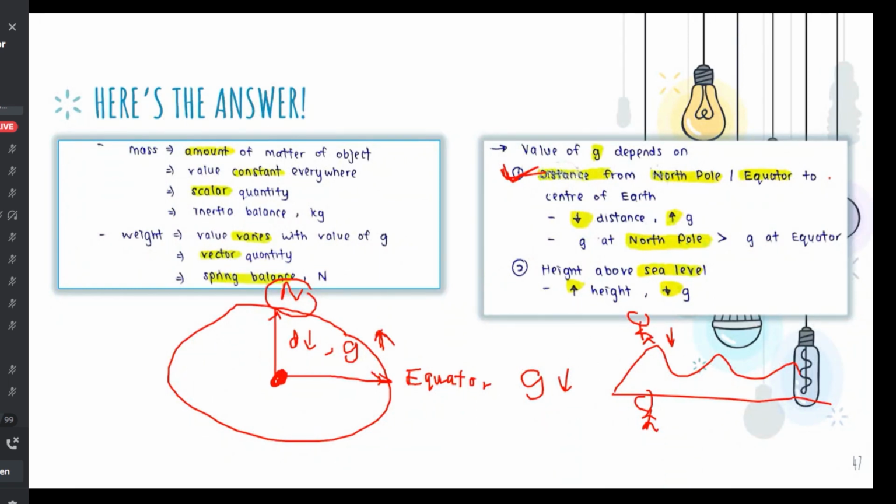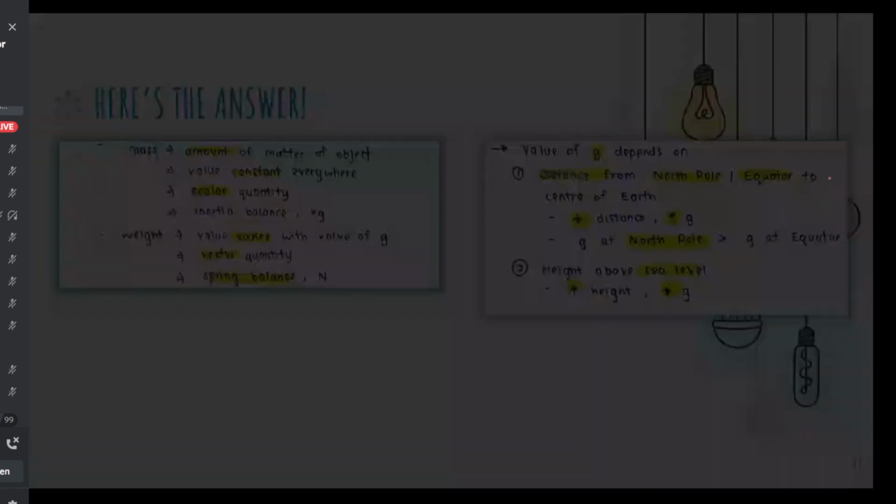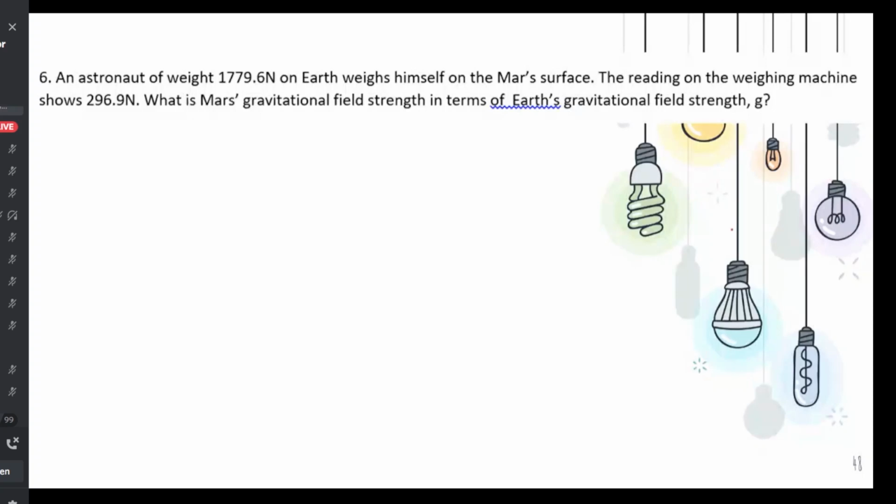Okay. Yeah. 3, 2, 1. Okay. So yeah, guys. This one is good. Okay. This is a simple question, guys. This is kind of a ratio question. Okay, so let's do it together.